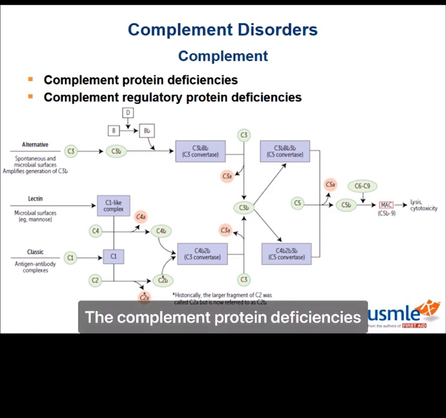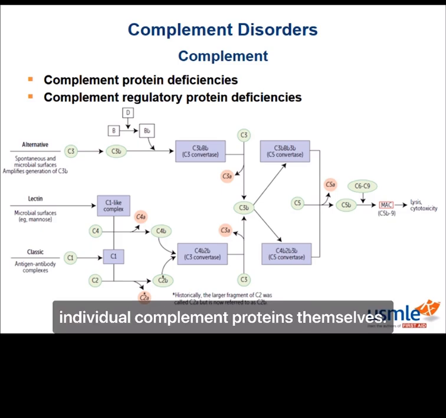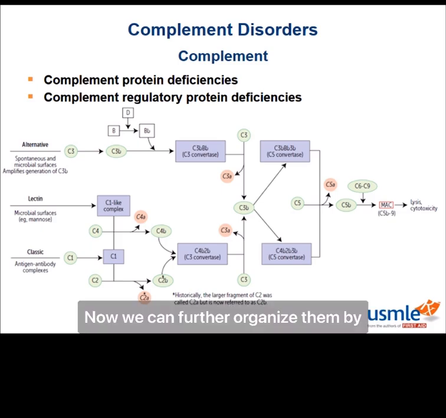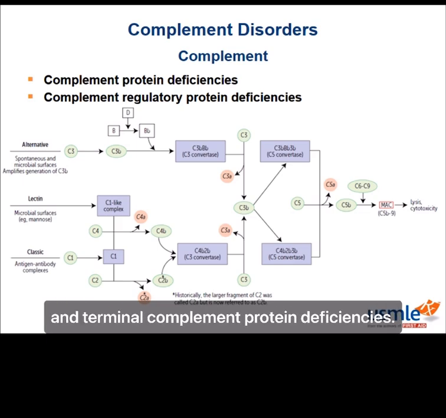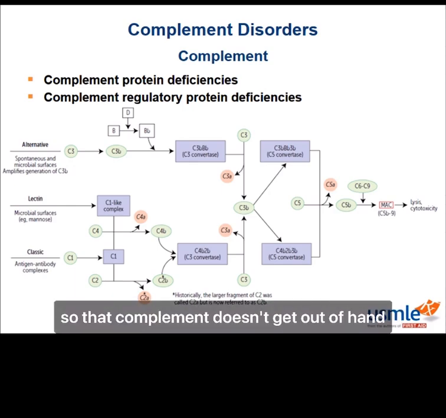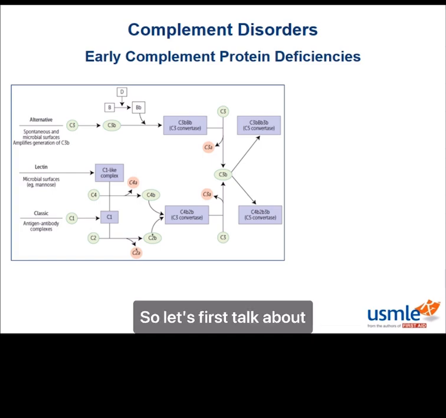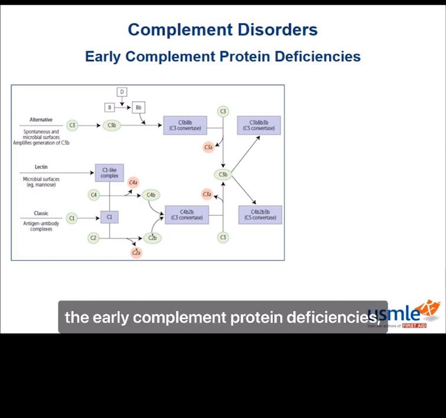The complement protein deficiencies are a problem with the individual complement proteins themselves. And we can further organize them by early complement protein deficiencies and terminal complement protein deficiencies. Regulatory proteins also exist, so that complement doesn't get out of hand and start attacking our own self cells. But these can become deficient too. So let's first talk about the early complement protein deficiencies.